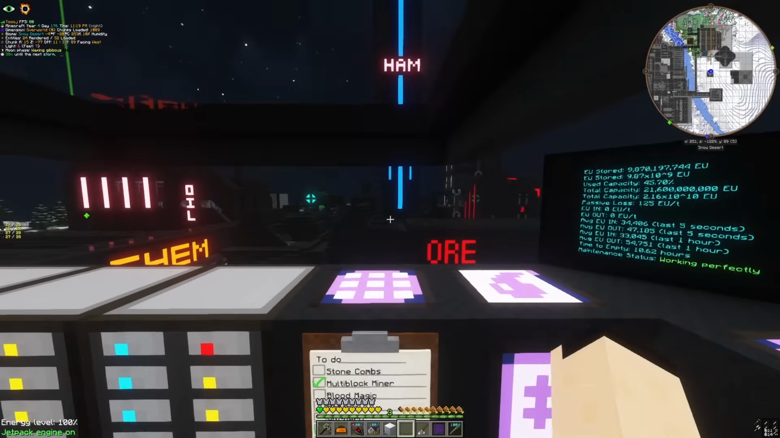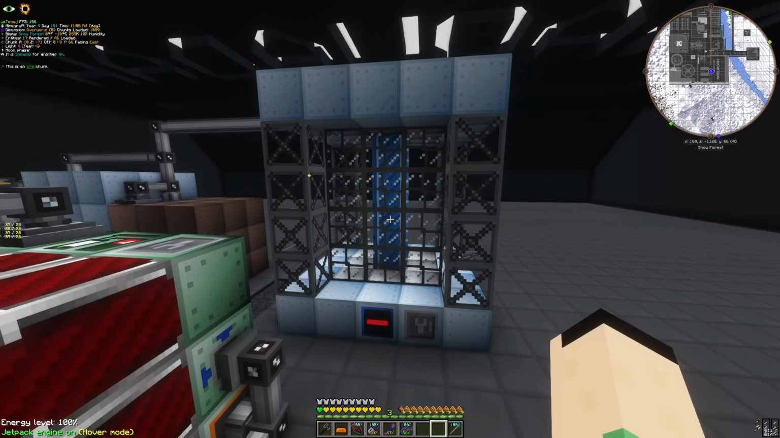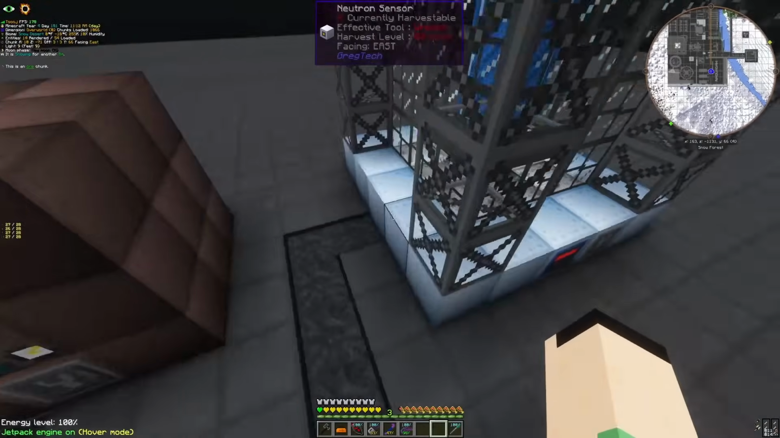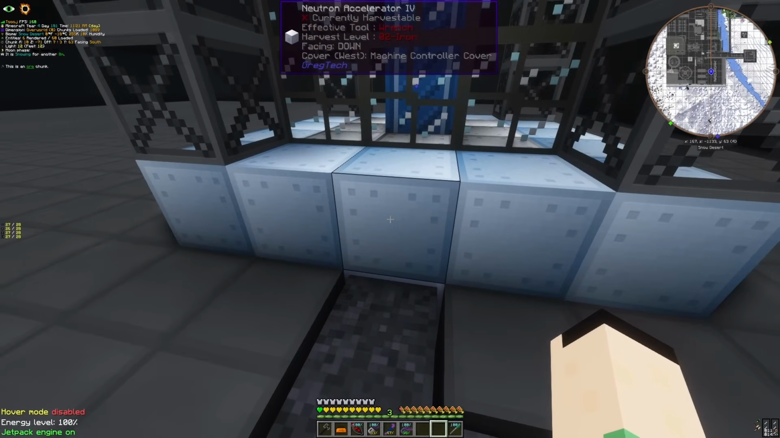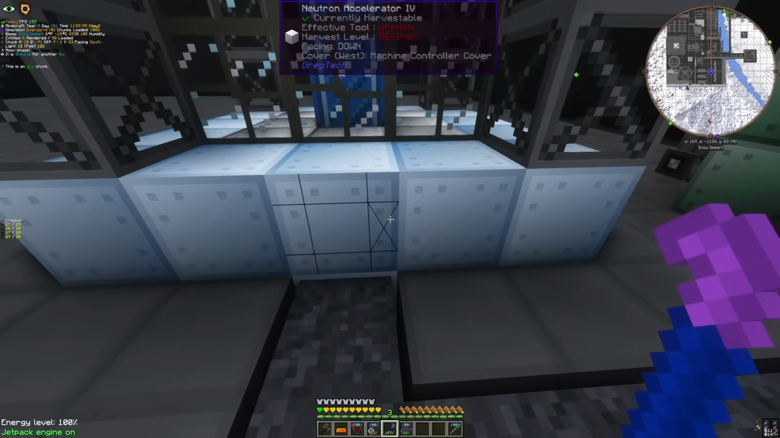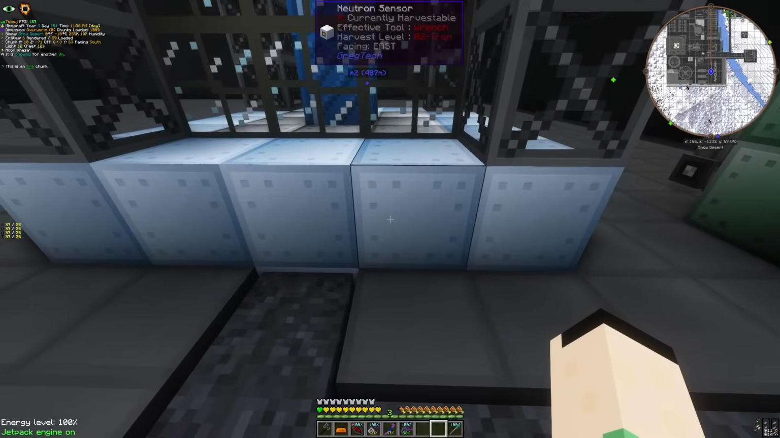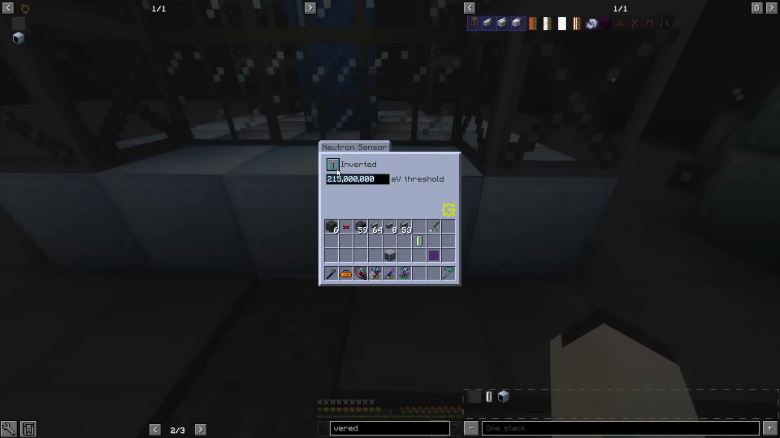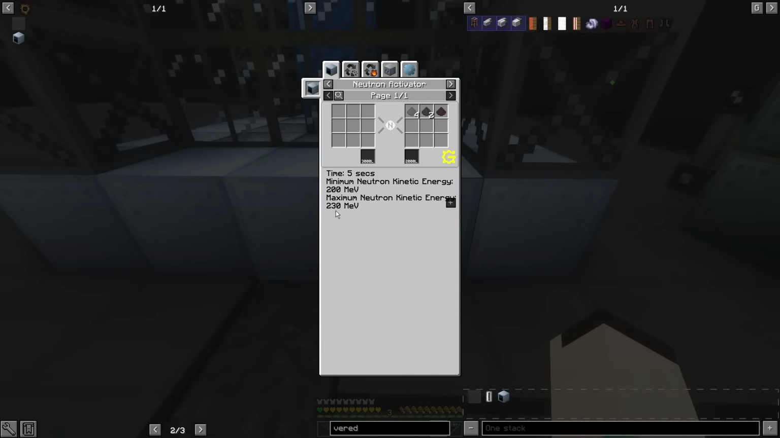But I am going to explain how the neutron activator works. I am proud to report I have figured out the neutron activator. It's actually quite simple. So here I have my neutron accelerator pointing into this transformer. So that's where it gets its power from. On the side here, I have a machine controller cover set to enable with redstone. This touches the neutron sensor, and the neutron sensor is set to inverted mode, and it's set to 215 mega electron volts, or 215 million electron volts. Because this recipe works between 200 and 230, so I just went for something in between, 215.